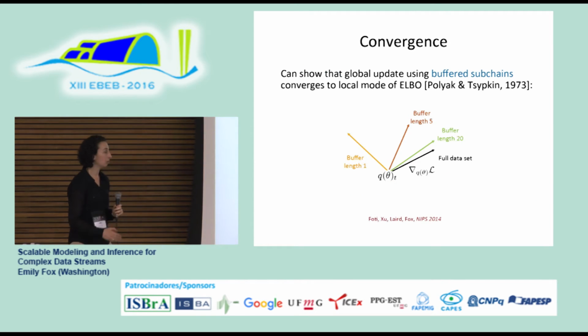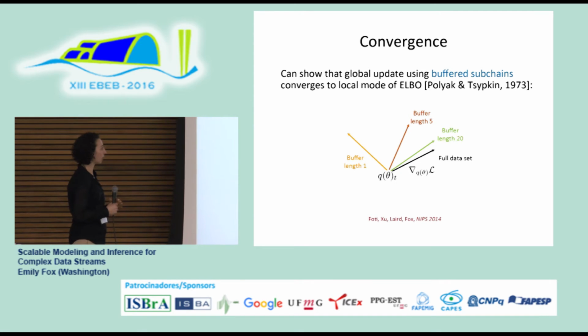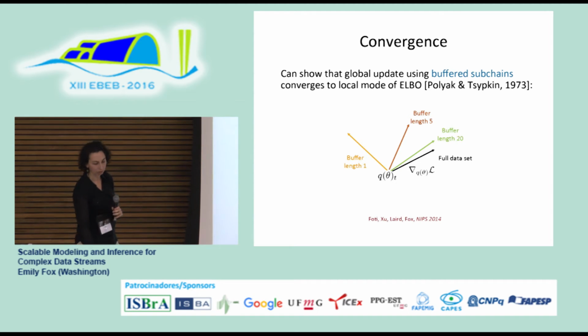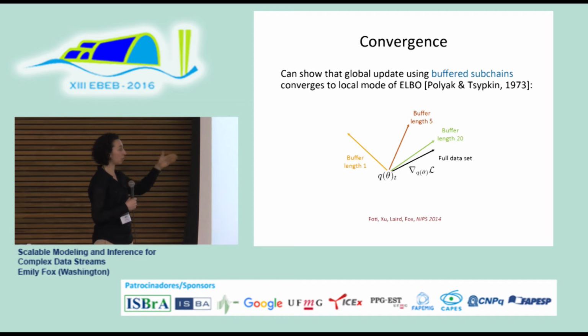And what we showed in this paper is that using this approach, you can still prove convergence to a local mode of the objective, which is the same result as you get for standard variational inference. And the intuition is just that if you use a long enough buffer, then the noisy gradient you're computing off of your subsample is in the same direction as the full data gradient.